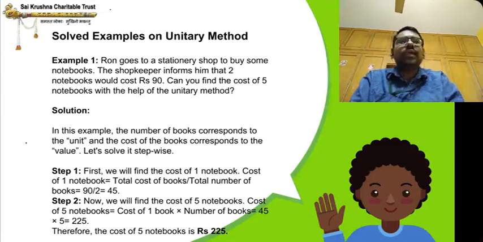In this example, number of books corresponds to unit and the cost of books corresponds to value. Let's solve it stepwise. First, we will find the cost of 1 notebook. Cost of 1 notebook is total cost of books divided by total number of books, 90 divided by 2 equal to 45. Step 2: now we will find the cost of 5 notebooks. Cost of 5 notebooks equals cost of 1 book into number of books, 45 into 5, 225. Cost of 5 notebooks is rupees 225.